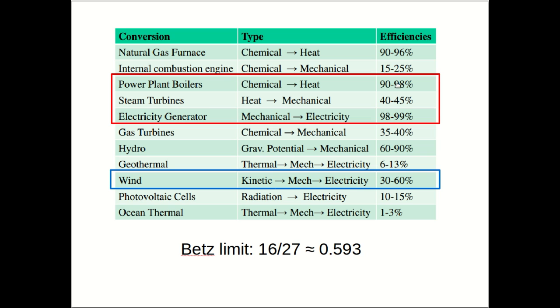The boiler and the generator have very high conversion efficiency, almost close to 100%. But the steam turbine has a much lower efficiency when converting the heat into mechanical energy. In practice, a coal-fired power plant can convert about 29% to 37% of the chemical energy in the coal into electricity.